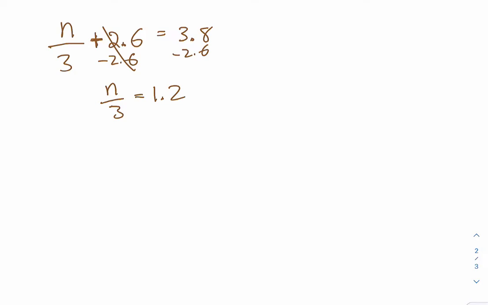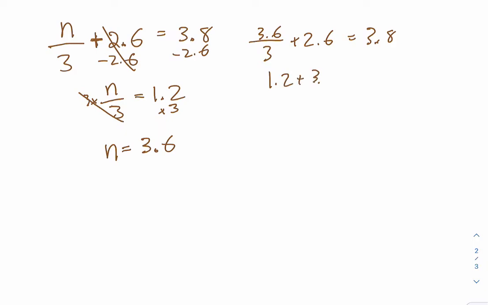So I'm dividing my variable by 3, so I need to multiply it by 3 to get rid of that, times 3. So n is going to equal 3.6. Okay, so verifying, 3.6 divided by 3 plus 2.6 equals 3.8. So I go 3.6 divided by 3, that equals 1.2 plus 2.6 equals 3.8. Oh sorry, that was a 2, not a 3. So I get 3.8 equals 3.8.